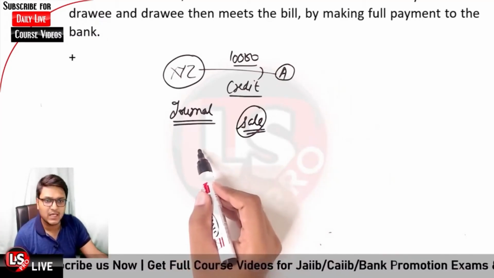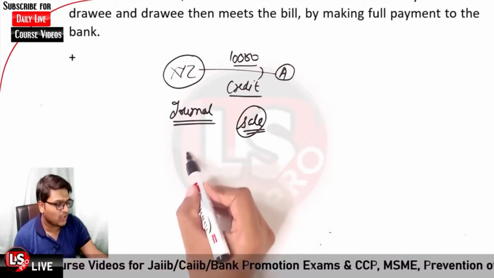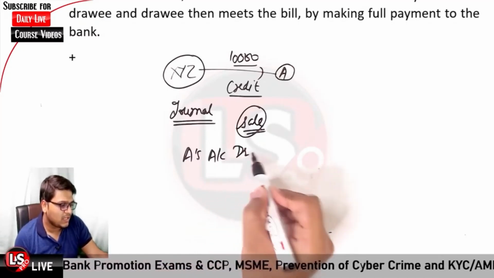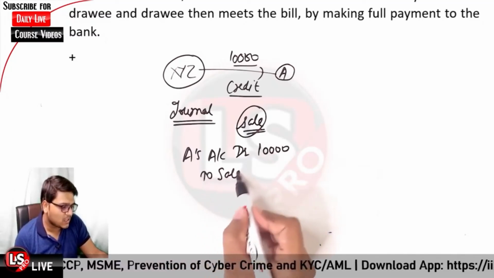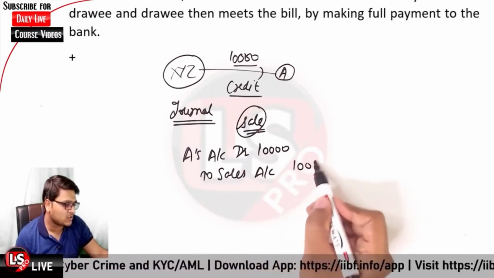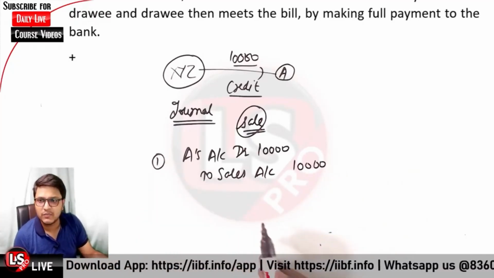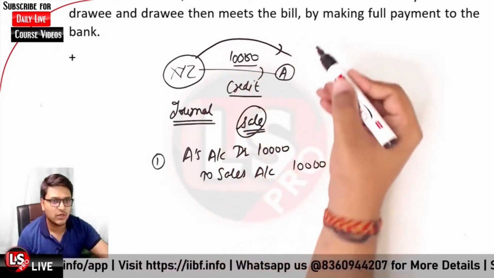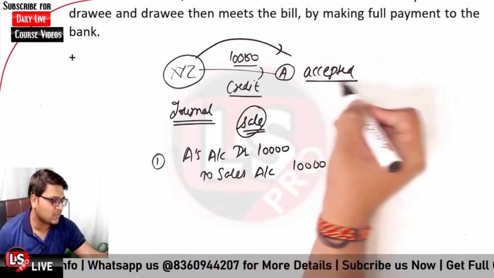So what would be the journal entry? A's account is to be debited with 10,000, and to the sales account, credited with 10,000. That would be the journal entry because it was a credit sale. And further a bill was drawn, and it is accepted by the person A.